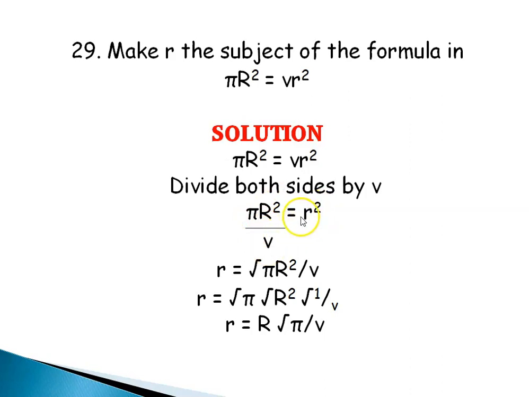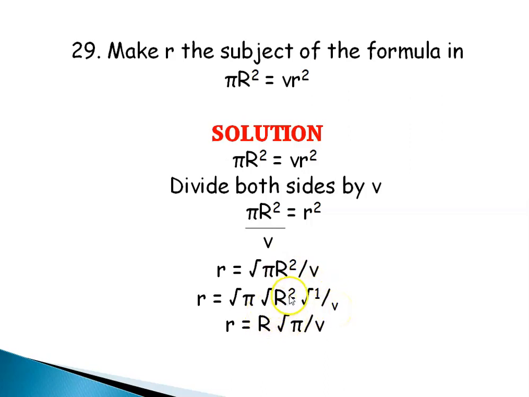The next thing is to find the square roots of both sides. The square root of r squared will give me r, and then the square root of pi R squared over V. Now what I want to do is to separate everything. So I have square root of pi, square root of capital R squared, and then square root of 1 over V, because this is division. There's a division sign here, so I'll use 1 over V for this.